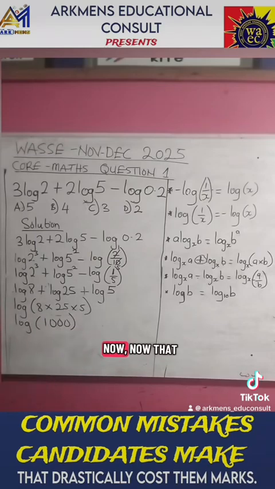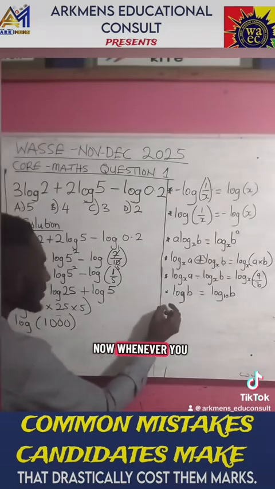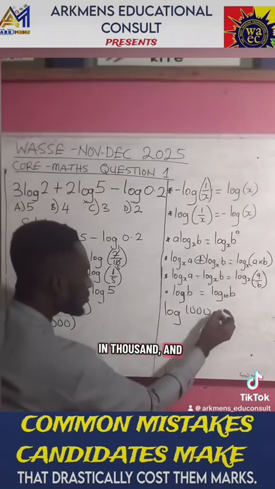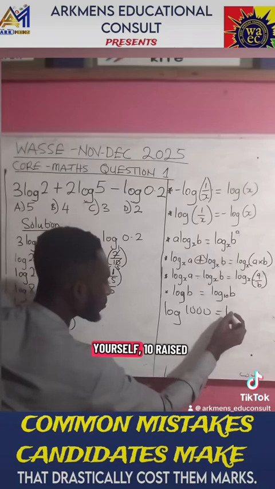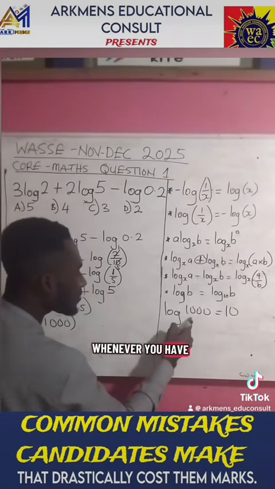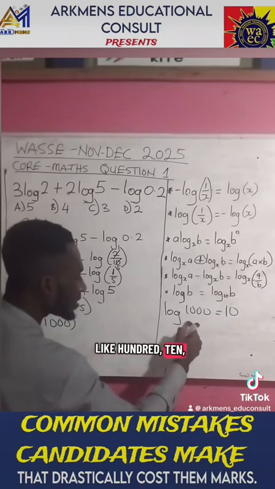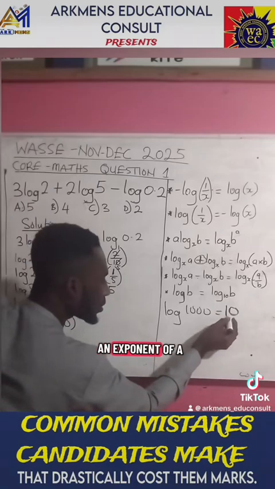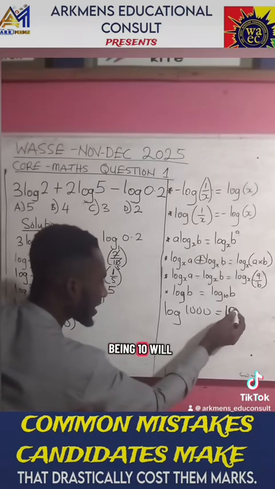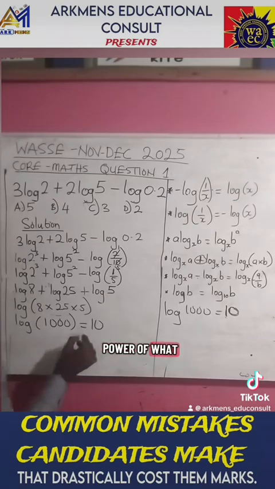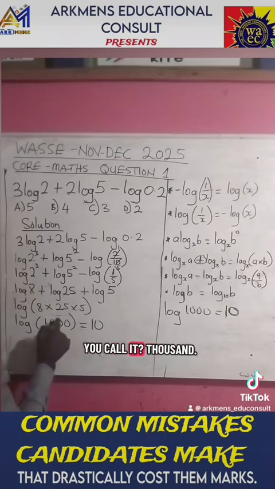Right? Good. Now that we have log 1000, there is another rule of logarithm. Whenever you have log in base 10, like 1000, and you want to change it into index form, you ask yourself: 10 raised to the power what will give you 1000? Whenever you have numbers like 100, 10, 10,000, ask yourself how to put them as an exponent with base 10. That exponent will become the answer. So log 1000 simply means 10 raised to the power what will give you 1000.